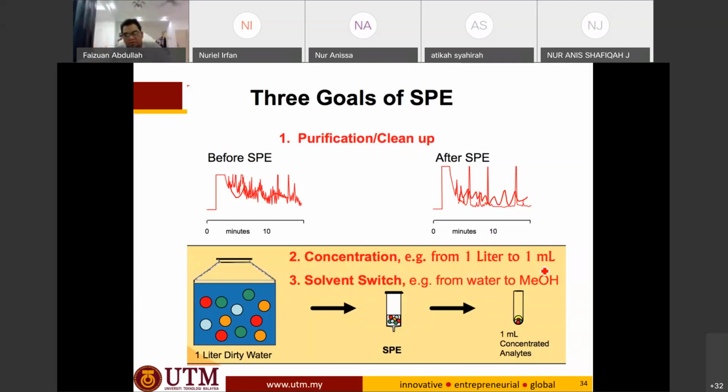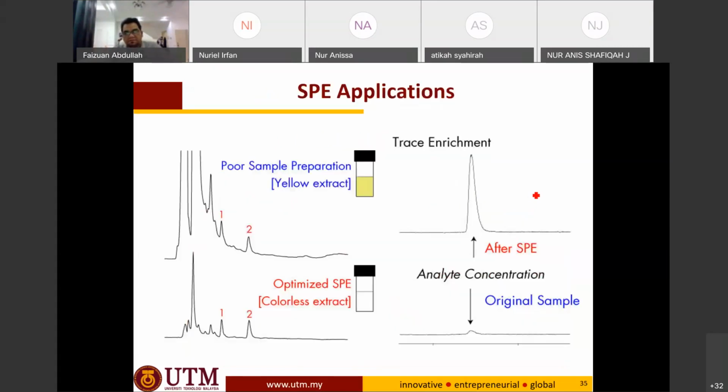The second one is concentration, for example from 1 liter to 1 ml of our sample containing the analyte, so we remove the matrix. The third one is solvent switch. For example, we want to switch the solvent to ethanol. So, 3 goals for solid phase extraction.